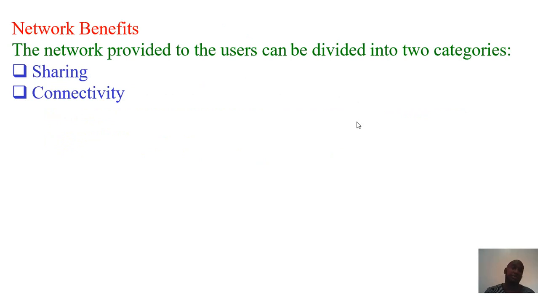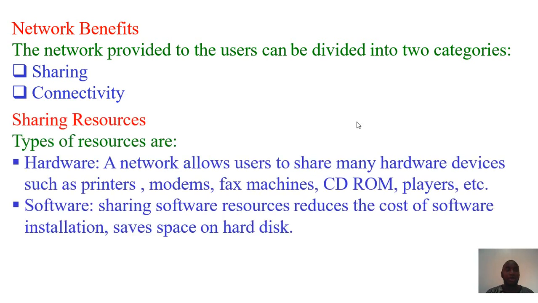Network benefits, we already mentioned these. We have two major benefits of network. It's sharing and connectivity. When you talk about sharing, we're talking about hardware and software. A network allows users to share many hardware devices such as printers, modems, fax machines, CD-ROM players, etc., servers, so many things that you have to share. Sometimes you share even the space. When you talk about cloud computing, you are sharing a server with someone, mostly, and it comes with a cost.